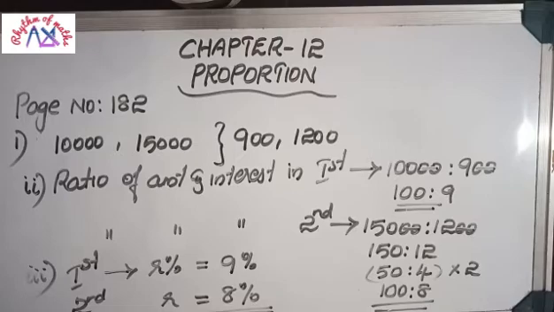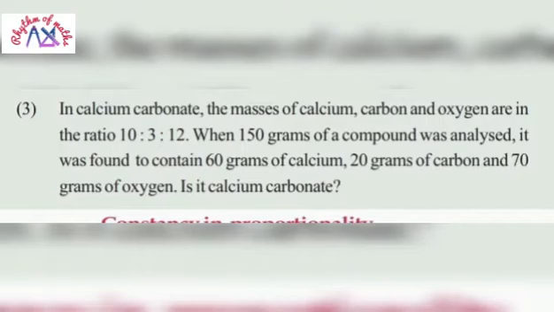So the first question is over. Now let's do the third question. Here is your question. Next question number 3. In calcium carbonate, the masses of calcium, carbon and oxygen are in the ratio 10:3:12.